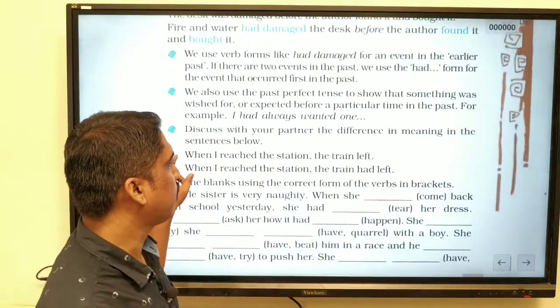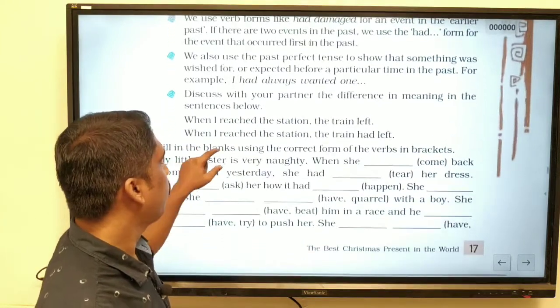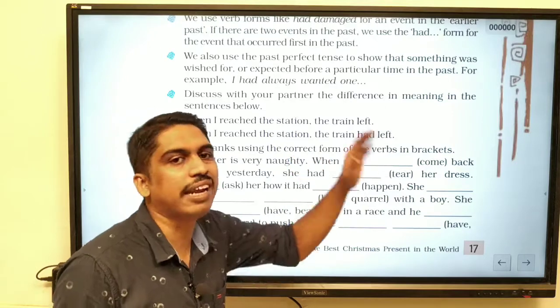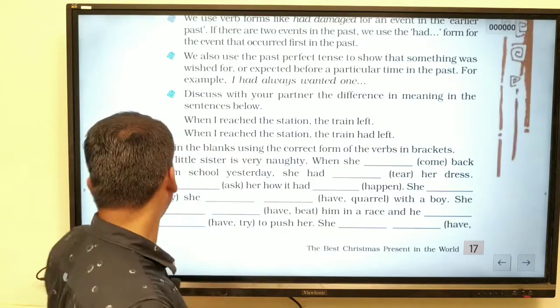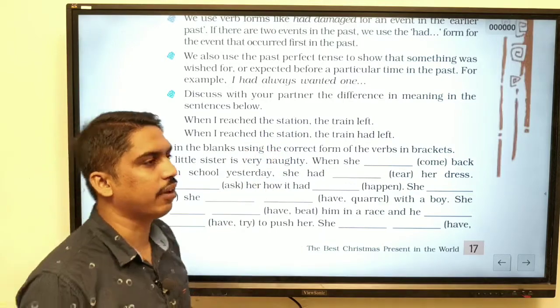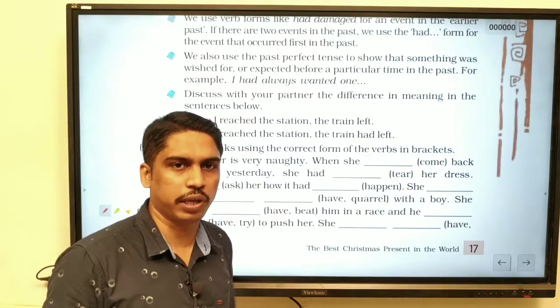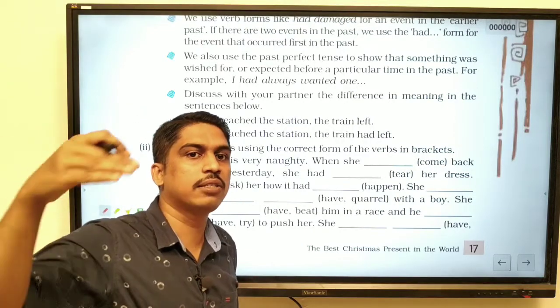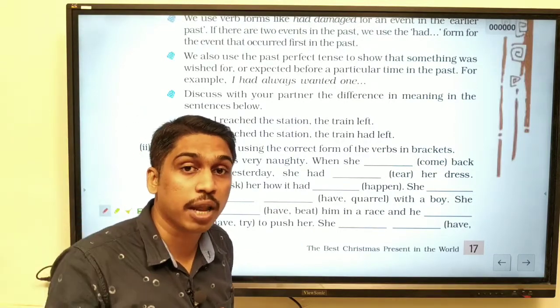Discuss with your partner the difference in meanings in the sentences below. When I reached the station the train left. When I reached the station the train had left. ഞാൻ സ്റ്റേഷനിൽ എത്തിയപ്പോൾ ട്രെയിൻ പോയി. ഞാൻ സ്റ്റേഷനിൽ എത്തിയപ്പോഴേക്കും ട്രെയിൻ പോയിട്ടുണ്ടായിരുന്നു. 2 സെന്റൻസസ് കൊടുത്തിട്ടുണ്ട് അല്ലെ?